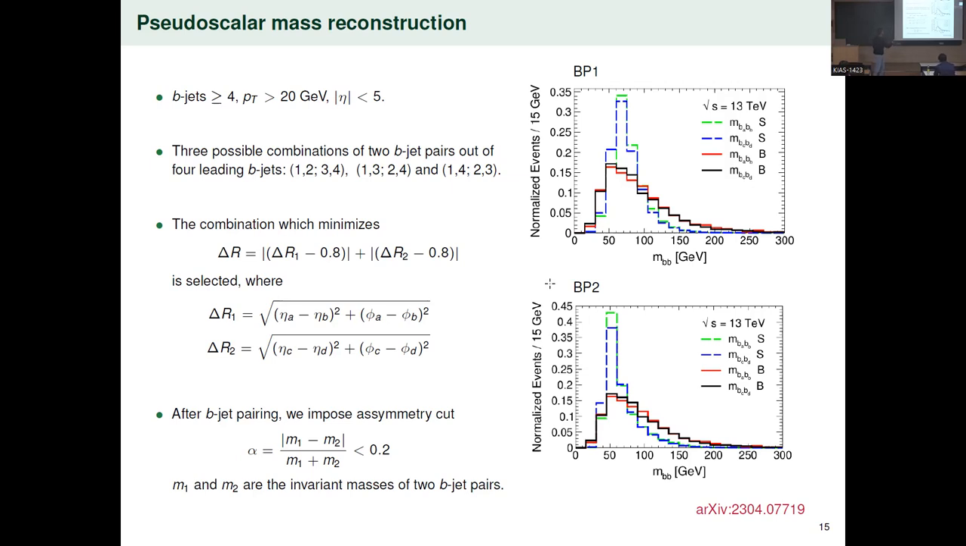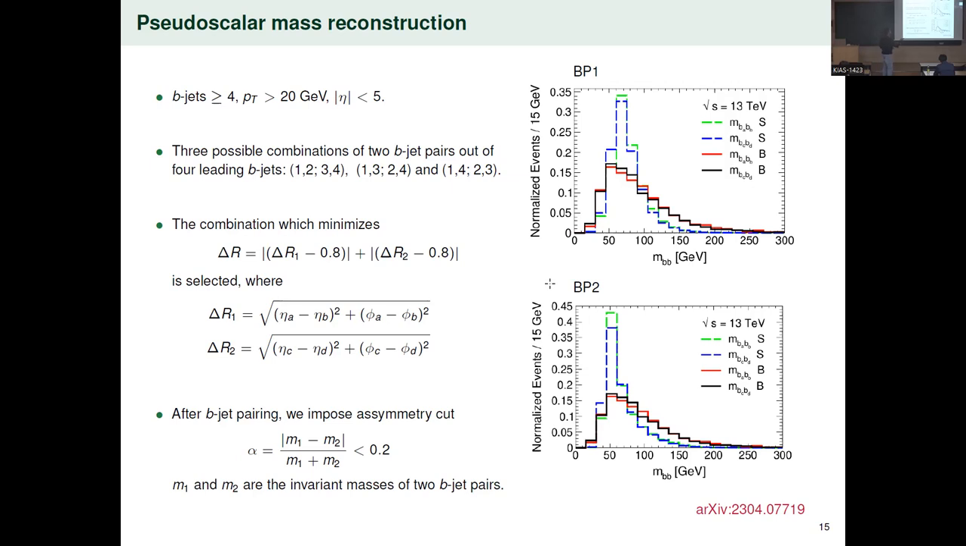Here M1 and M2 are the invariant masses of the BJ pair, and the asymmetry cut requires that alpha should be less than 0.2. The asymmetry cut makes sure that the BJ pairs are coming from two identical sources. The identical sources are the two pseudoscalars in our case.